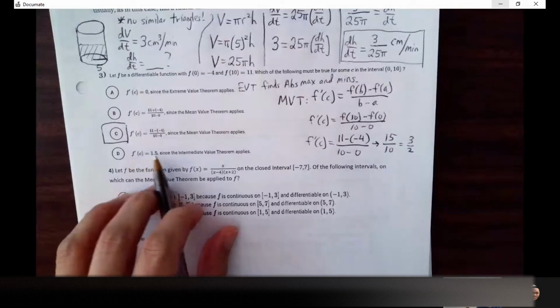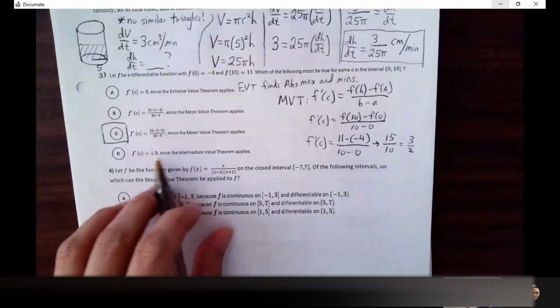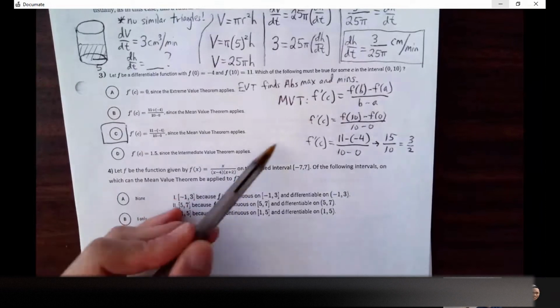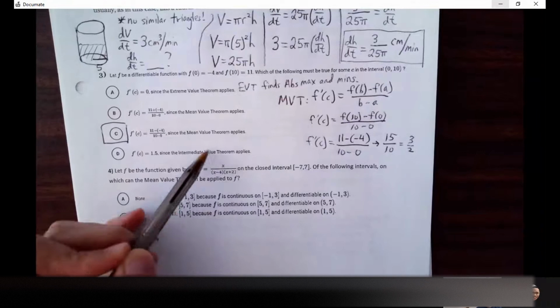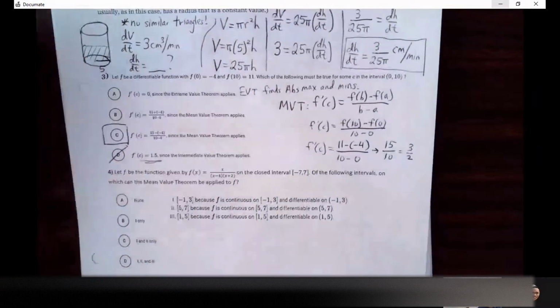Fourth option is not correct because intermediate value theorem does not involve derivative. It just wants to know, is the graph going to cross some value between the endpoints? And the description doesn't match here.